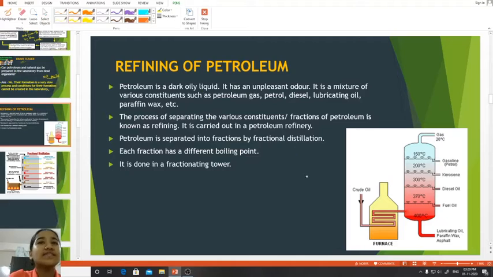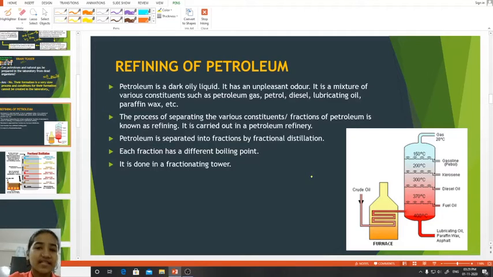Okay, so in the previous session, we had learned about the formation of petroleum. That means how petroleum is formed from the decay of dead plants and animals and marine plants and animals, right? Due to heat and pressure, they got converted and so on. So today we'll be learning about the refining of petroleum.